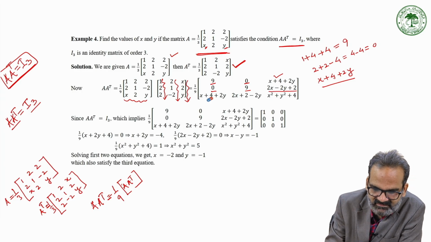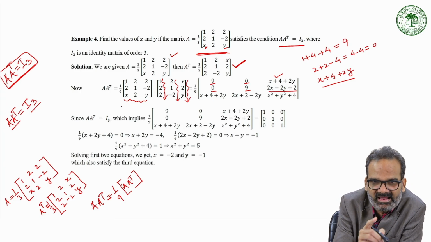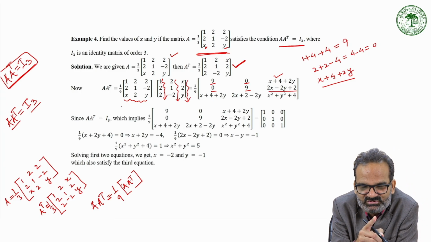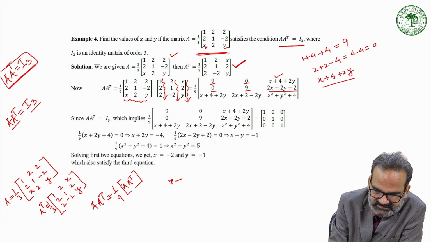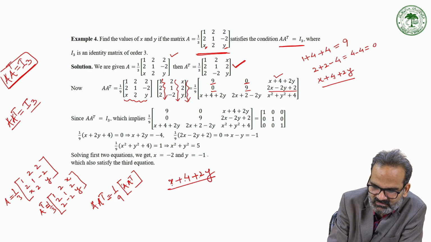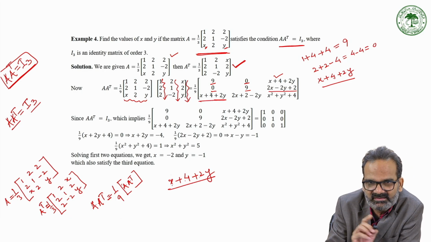Let me explain the third row. The second row is very easy. What about the third row? The third row is x, 2, y. The third row should be multiplied with the first column of the second matrix. So x into 1 is x, plus 2 into 2 is 4, plus y into 2 is twice y. So we get x plus 4 plus 2y. Clear?